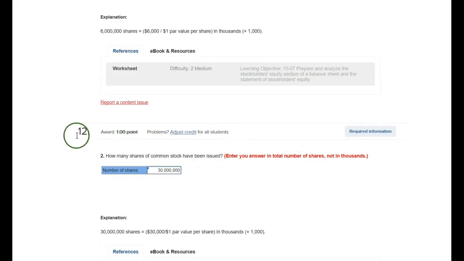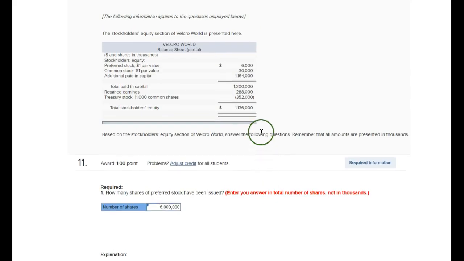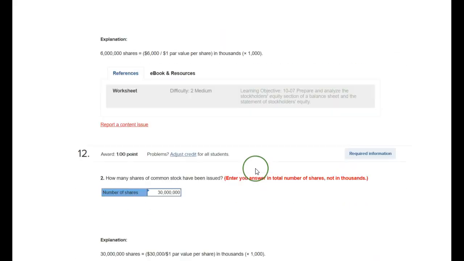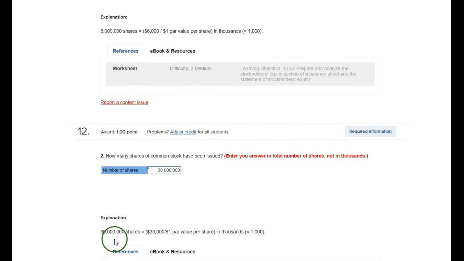For the second, or number 12 here, they're asking the same question about common stock. Work it the same way. We have $30 million in the common stock account, and if these are also $1 par value, divide $30 million by $1 to get 30 million shares. So their example here, to work through it, $30,000 divided by par value, $1, but then take that times 1,000, since the numbers in the balance sheet are in thousands of dollars, and so 30 million shares are the common stock shares that have been issued.